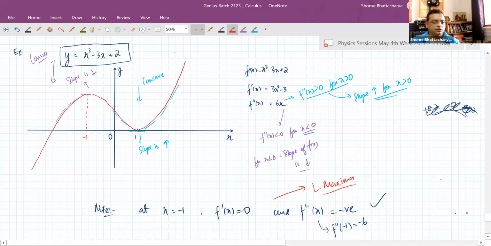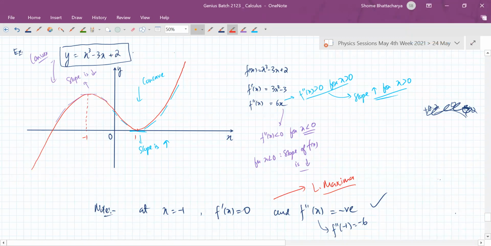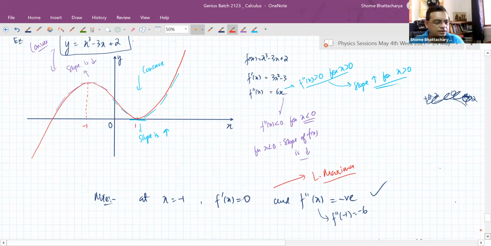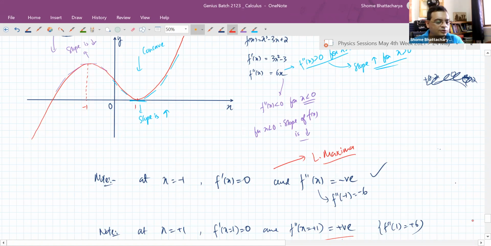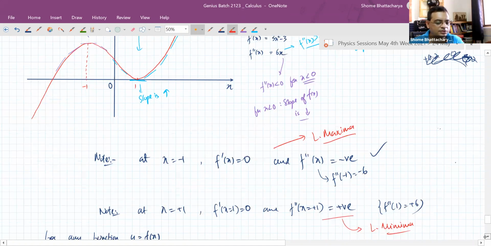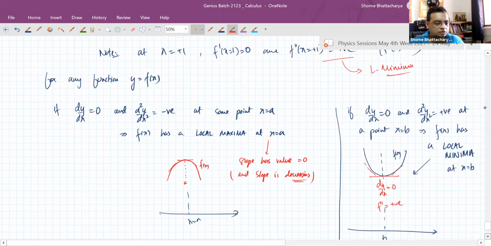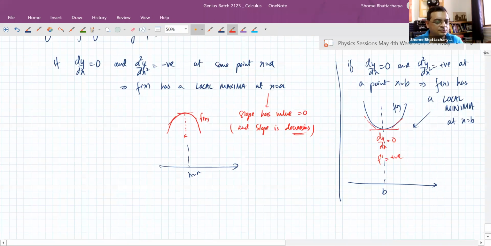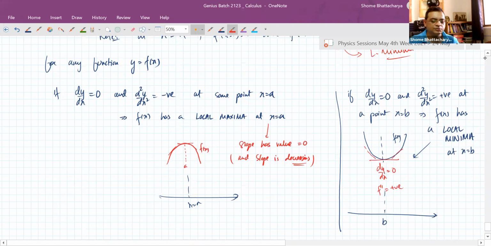And sir, turning points, they occur in pairs? Not necessarily. For example, if you have a power 4 or degree 4 polynomial, then the number of turning points will become 3. So then either 2 of them are maximas and 1 is minima, or 2 of them are minima and 1 is maxima. Got it now?